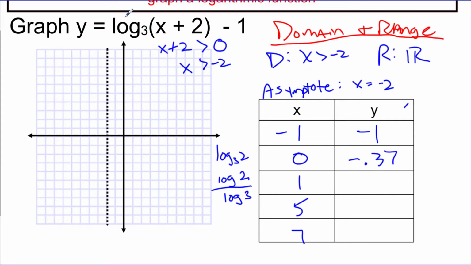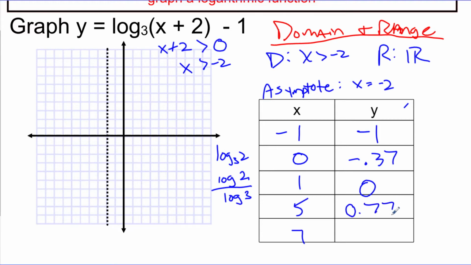When I plug in a 1, it says log base 3 of 1 plus 2. Well, that says the log base 3 of 3, which is 1. 1 minus 1 is 0. So you can see that for some of these, the first one and the third one, I didn't need to use the change of base formula, because I know in my head what the exponent should be for the log base 3 of 3. Okay, so I plugged in a 5. When I plug in a 5, it says log base 3 of 7. So again, that's what I need a calculator for. The log base 3 of 7 is the same as the log of 7 divided by the log of 3, which is about 1.77, and then I need to subtract 1 off that.